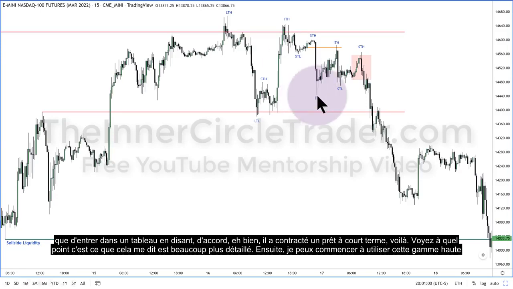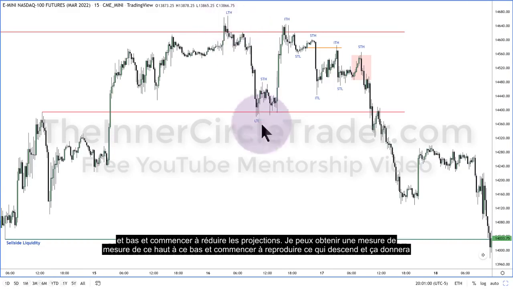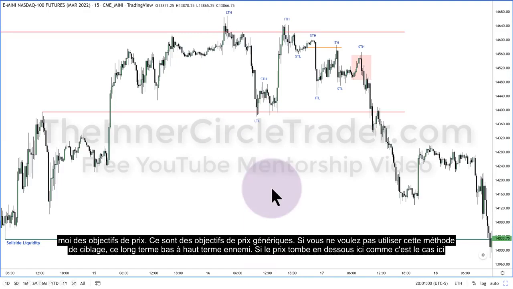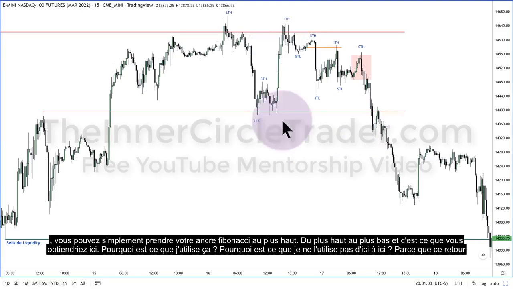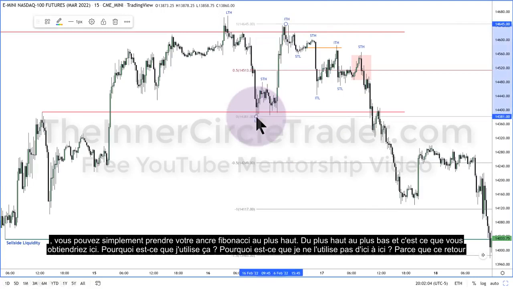What this tells me is then I can start using this range, high and low, and start getting projections down. I can get a measurement of this high to this low and start replicating that going down, and it'll give me price targets. They're generic price targets. If you don't want to use that targeting method, this long-term low to intermediate-term high, if price breaks below here, as it does here, you can simply take your Fibonacci, anchor it to the highest high, down to the lowest low, and this is what you would get here.